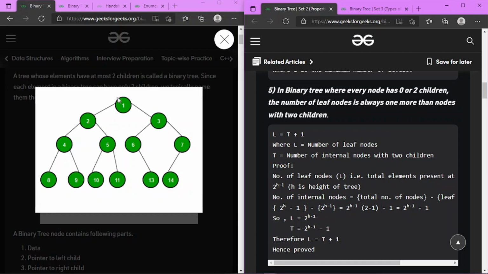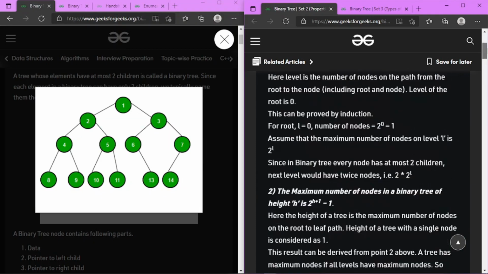If you are considering height starting from 1, then you have to subtract 1 as well, so 2 to the power h minus 1. In that case, the height of the tree will be 1, 2, 3, 4, and 2 to the power 4 minus 1 is 2 to the power 3. Again, 8 will be the answer. So this was about the properties of the tree.